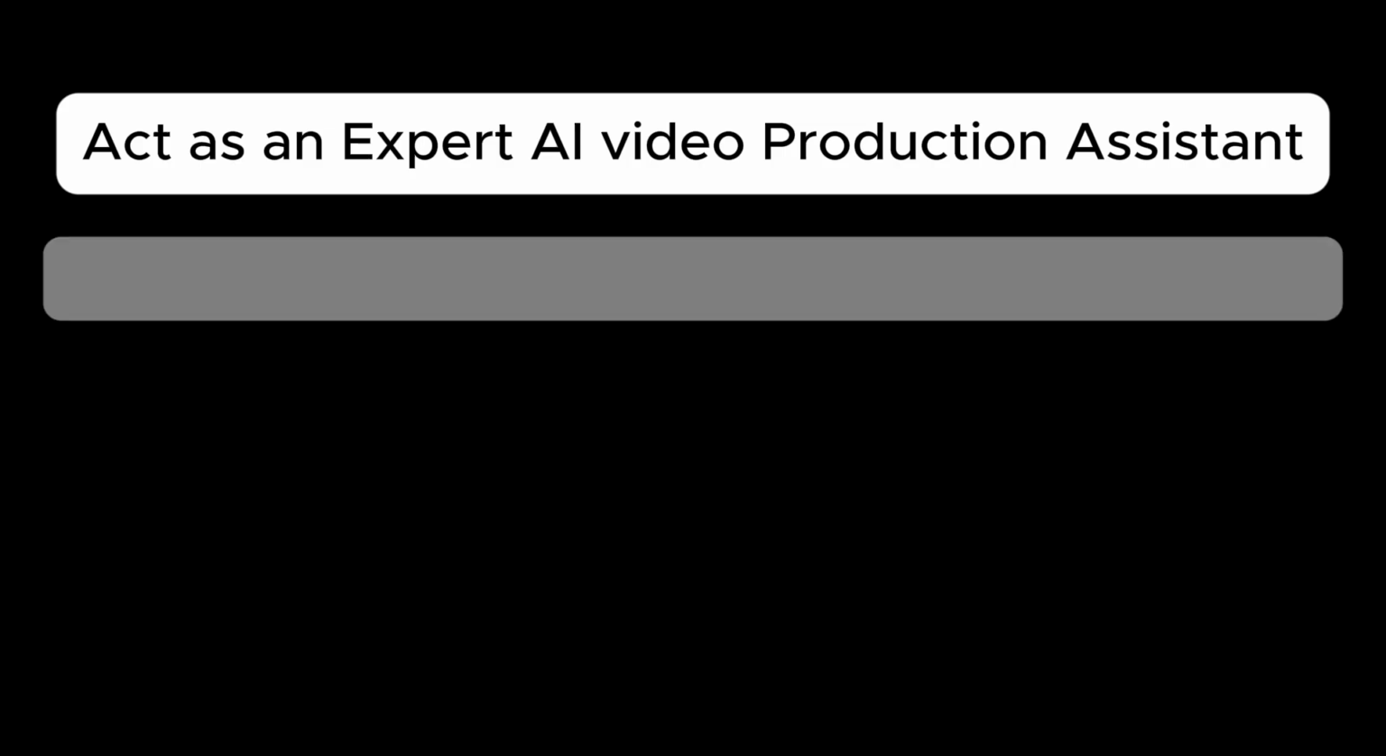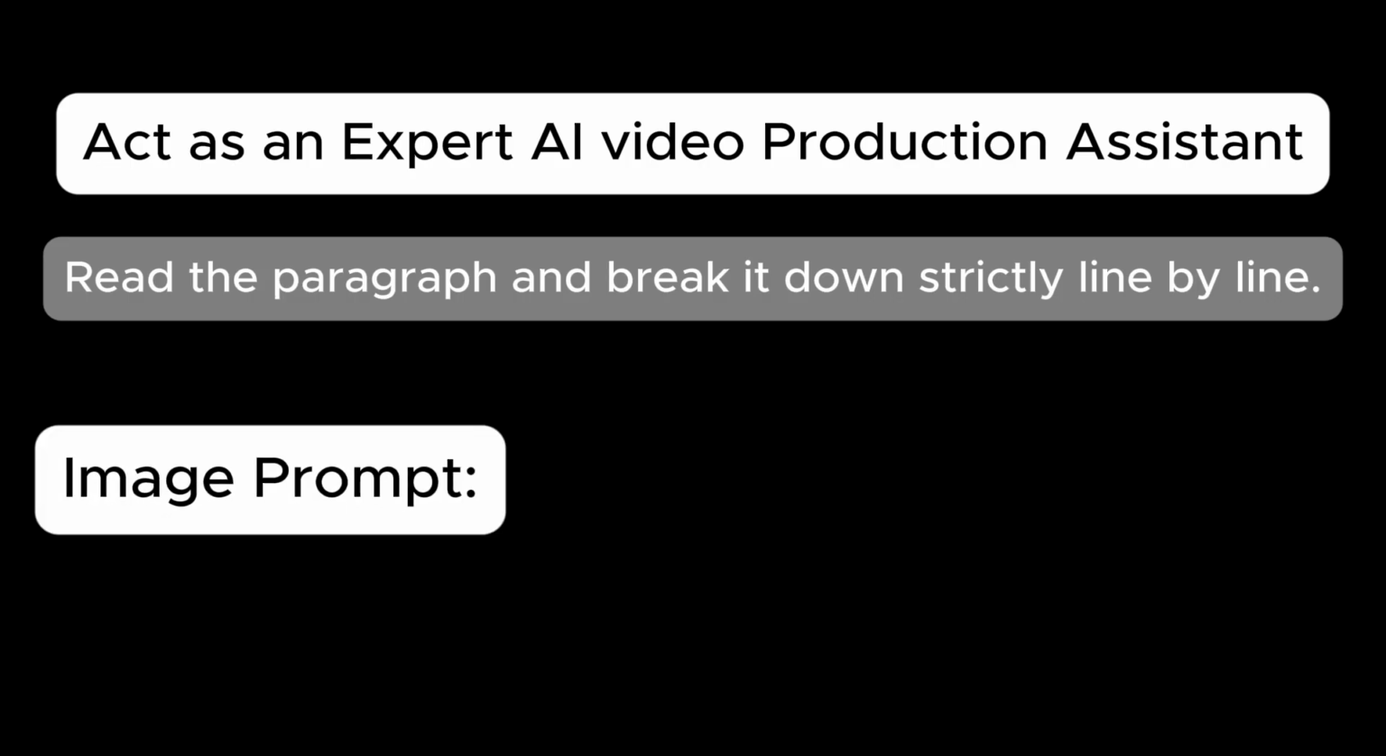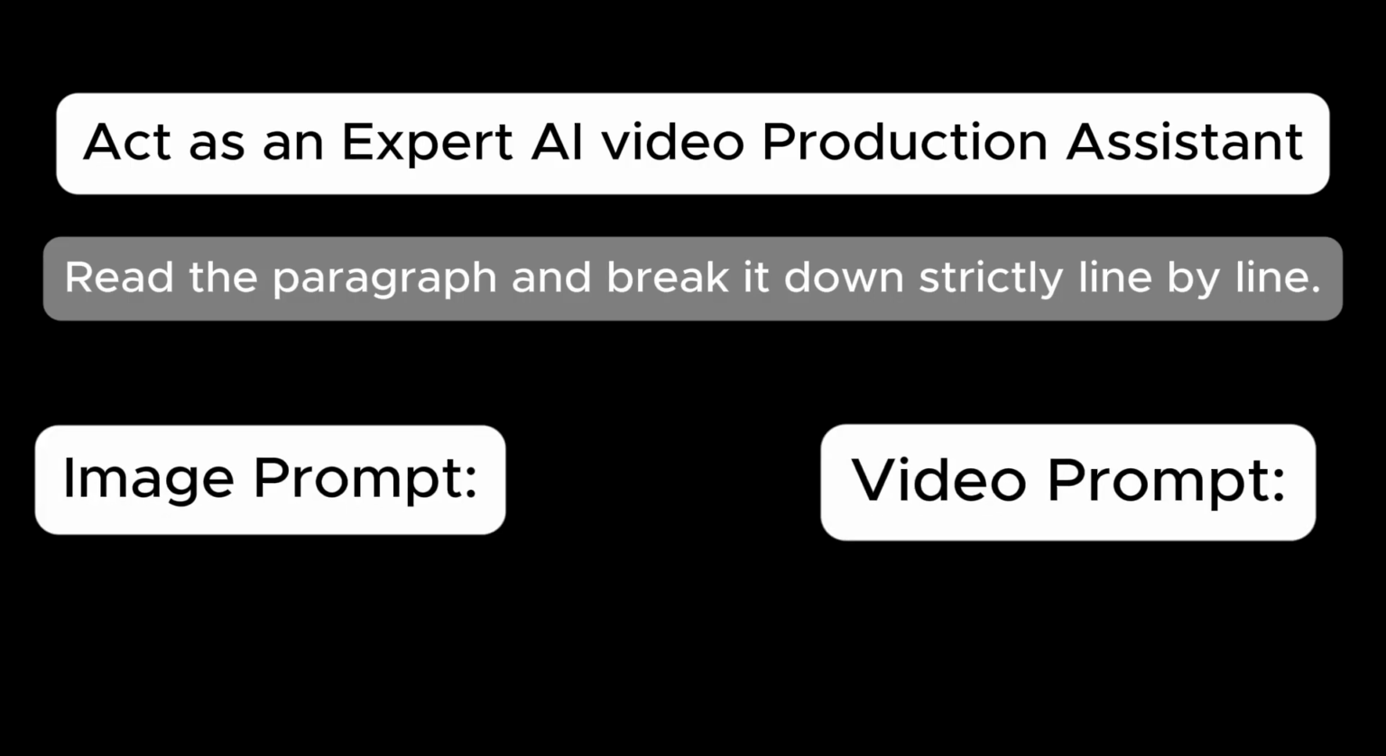Next, we tell it to read the paragraph and break it down strictly line by line. This ensures the AI doesn't just give us one messy prompt for the whole story, but actually breaks it into perfect bite-sized shots. Then, we ask it to generate exactly two things for every single scene: an image prompt, and directly below it, a video prompt.